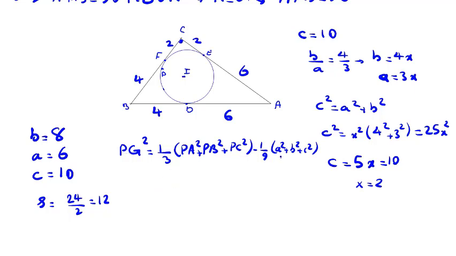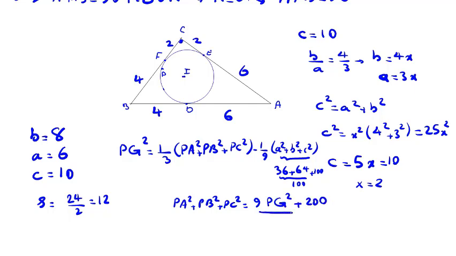Now, we know a squared, b squared, c squared: a squared is 36, b squared is 64, c squared is 100. So PA squared plus PB squared plus PC squared is, multiplying both sides by 9, 9PG squared plus 200, all over 3. So if you want to maximize PA squared plus PB squared plus PC squared, you should maximize PG.